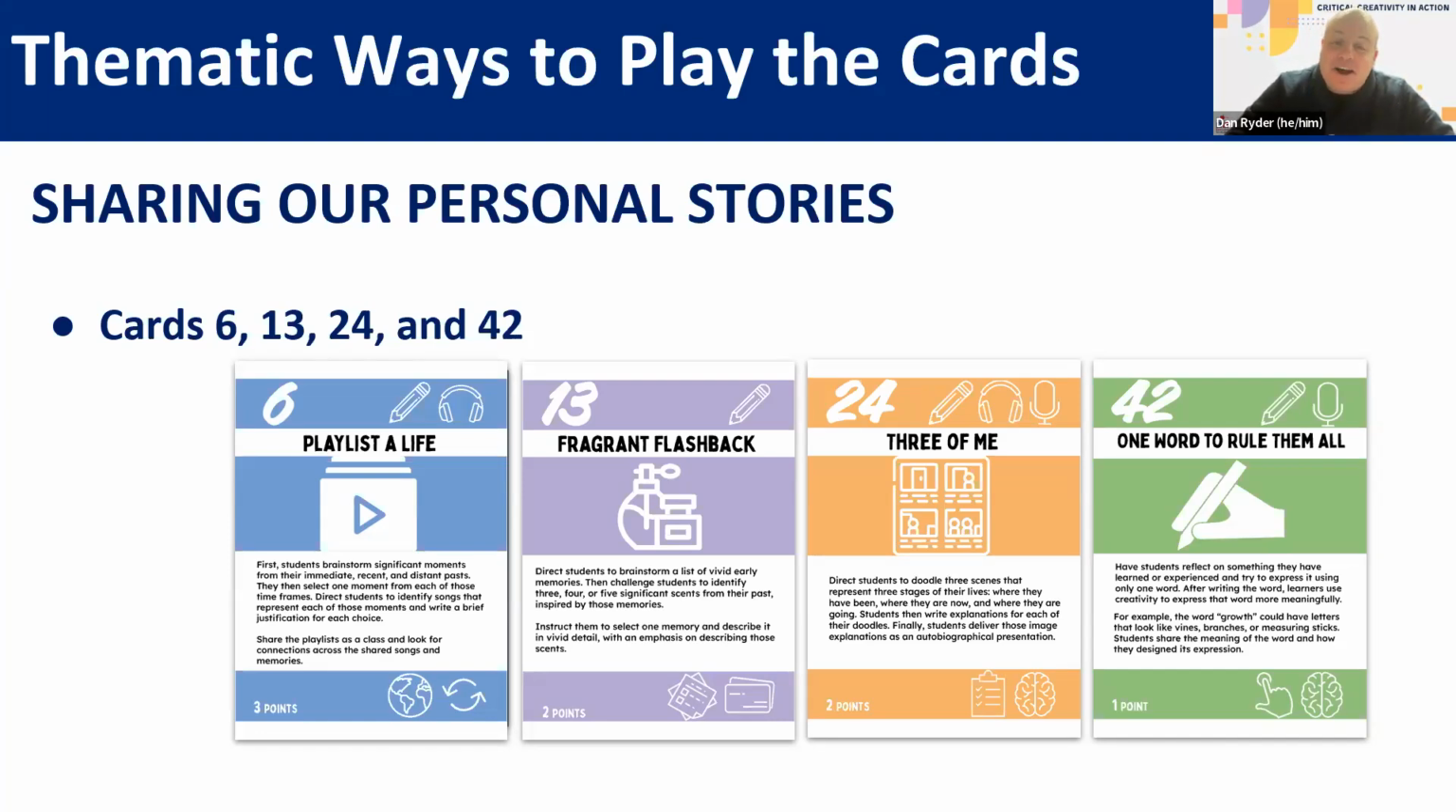Now, those numbers may not mean a lot until you have the cards in front of you, and you can see them here on this slide. So it is the activity of Playlist to Life, the activity of Fragrant Flashback, the activity 3 of Me, and the activity 1 Word to Rule Them All. In Playlist to Life, learners will develop a list of songs that they think represent the different stages of their life or represent an important moment in their life. And then they have to explain their choices for each one of those songs and the lyrics or music from that song that helps connect to their experience.